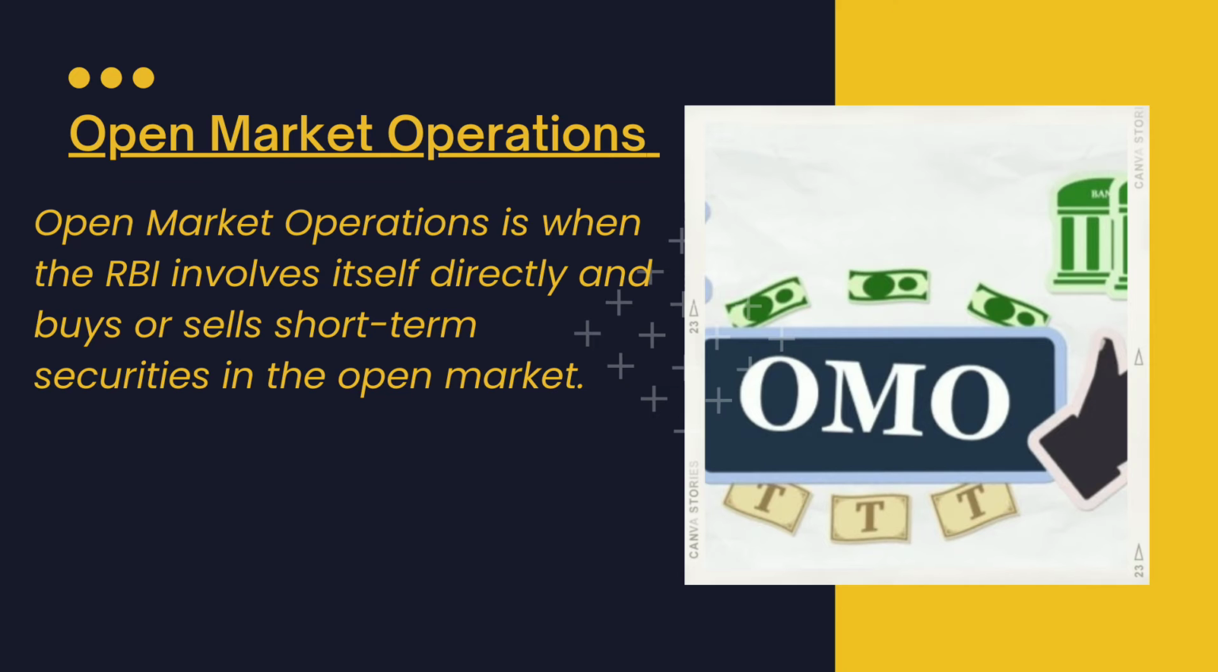The first one is open market operations. Open market operations is when the RBI involves itself directly and buys or sells short-term securities in the open market. This is a direct and effective way to increase or decrease the supply of money in the market. It also has a direct effect on the ongoing rate of interest in the market.